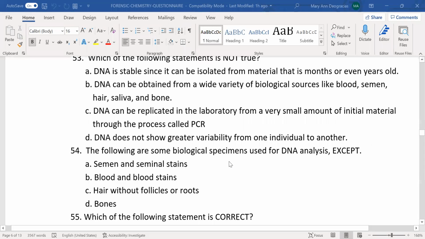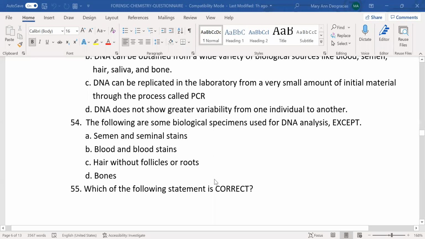Ayan. Okay, number 54. The following are some biological specimens used for DNA analysis except, kaya tingnan ko, magaling kayong tumingin ng maling sagot dyan. A, semen and seminal stains. B, blood and blood stains. C, hair without follicles or roots. D, bones. Okay, tingnan nyo. Mali yung sagot. Letter C. It should be hairs with follicles or roots.